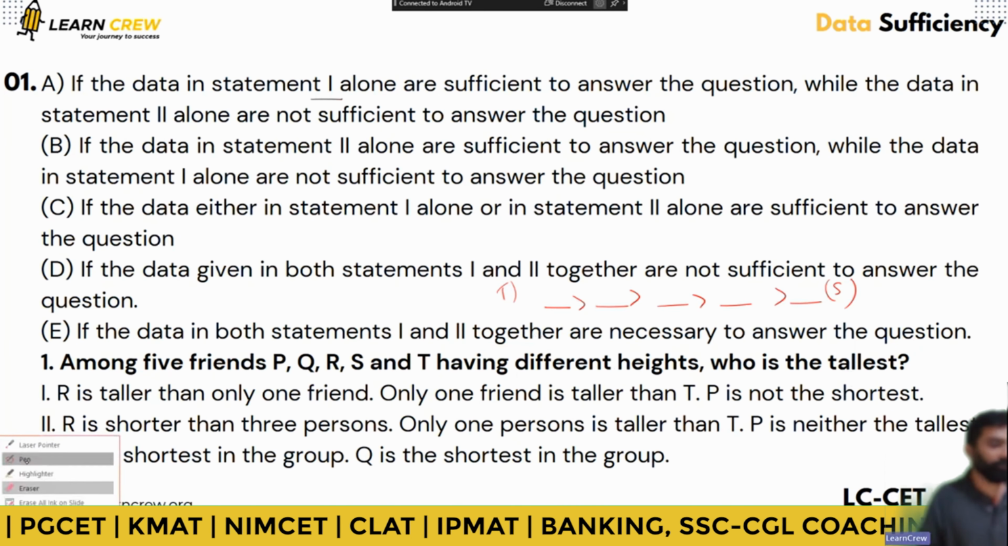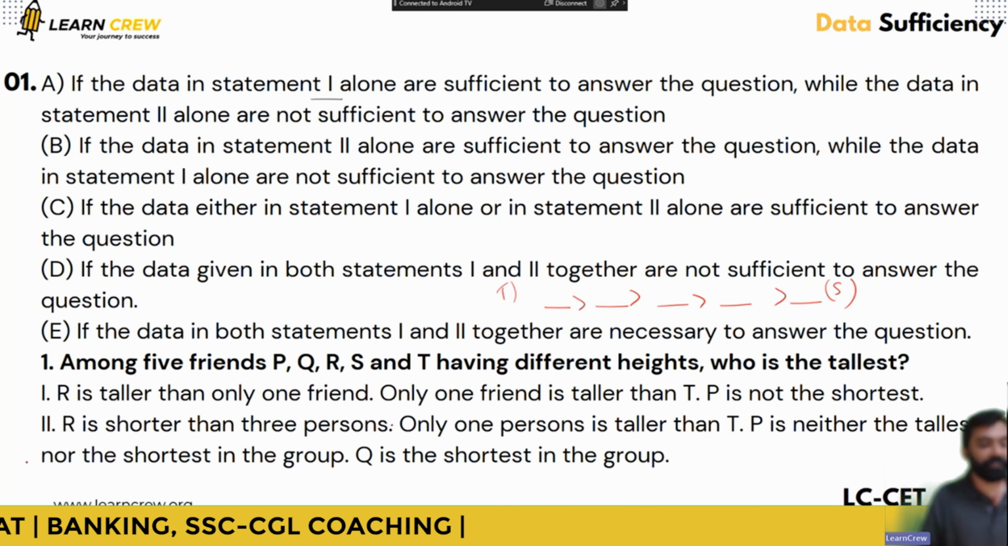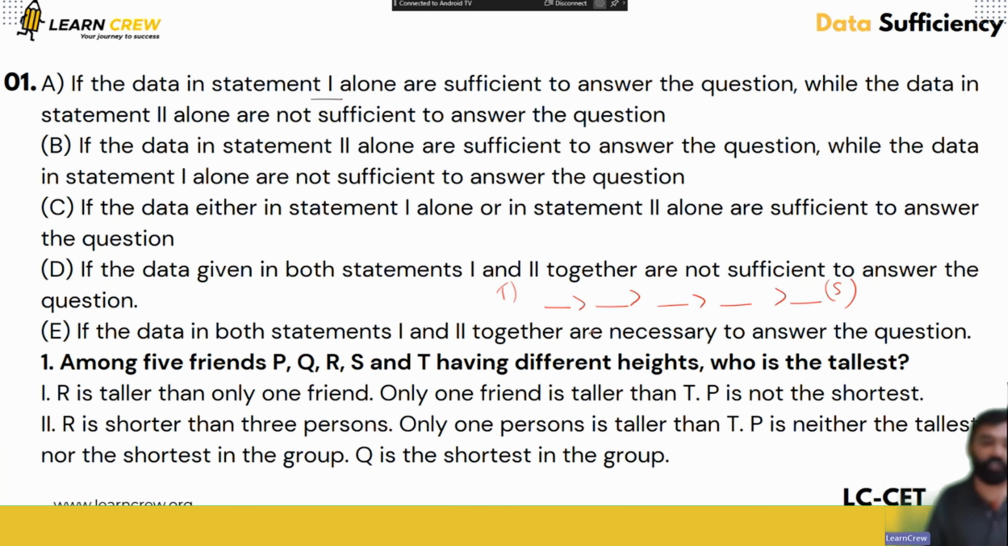What is statement number 2 telling? R is shorter than 3 persons. Means where do I keep? R is shorter than 3 persons. Means R is going to be here. He is shorter than 3 persons. Fine. Only one person is taller than T. Means P, I'm going to place it over here.